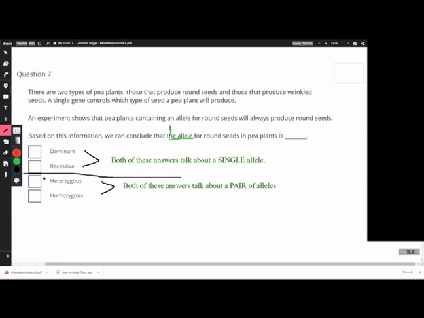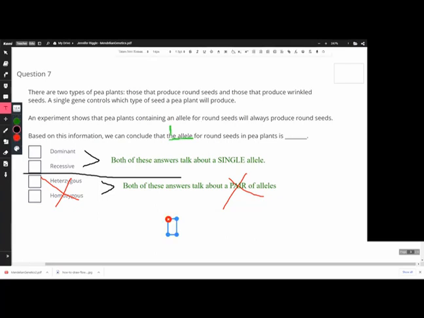Which means we can cross out these two answers because we do not have a pair of alleles. So we just went from a 25% chance of getting this question right to a 50% chance of getting it right. Testing techniques, folks. Getting you practice for NWEA in a couple weeks here. Okay, so dominant and recessive, those are our two options. So if the pea plants that have an allele for round always produce round seeds, does that mean round is dominant or recessive? Let's see.